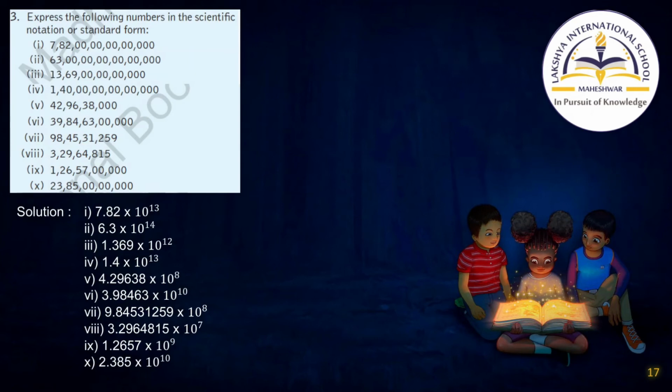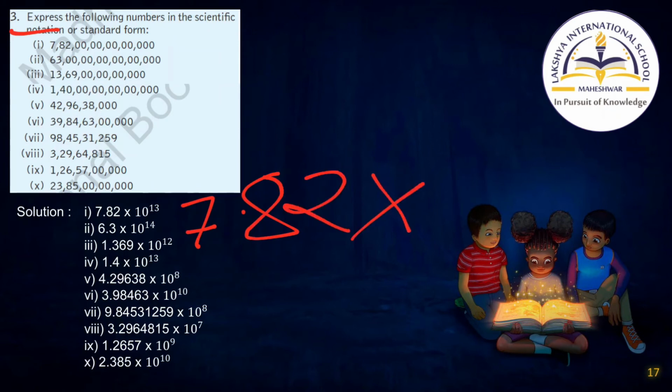You can just see, suppose our question is this one: 7, 8, 2 and then zeros. So first you have to write 7.82 multiplied by. Now how many zeros are there? 3, 4, 5, 6, 7, 8, 9, 10, 11. 11.